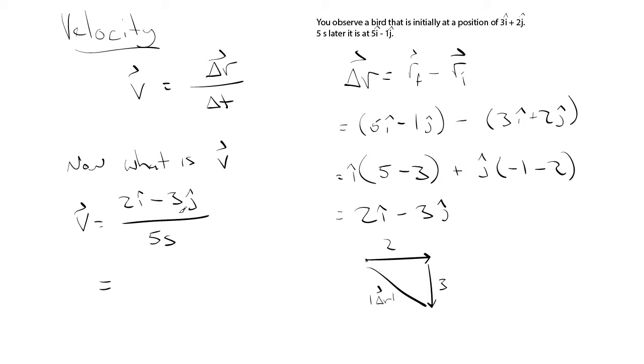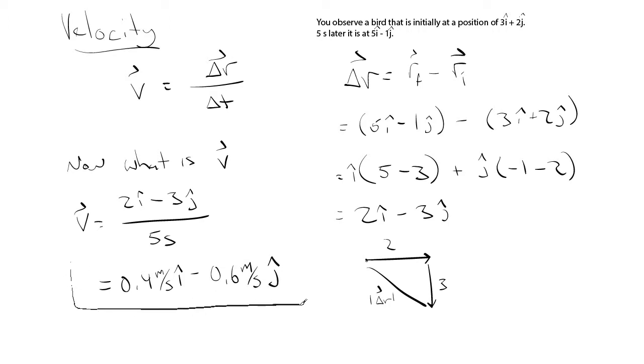So in dividing this, I'm just dividing scalars. I can't do anything tricky with my i hats and j hats. Those are going to be in my answer because it's a vector. So what I get is 2 divided by 5 in the i hat, or 0.4 meters per second in the i hat direction, minus 3 divided by 5, which is 0.6 meters per second in the j hat. And that's my answer.